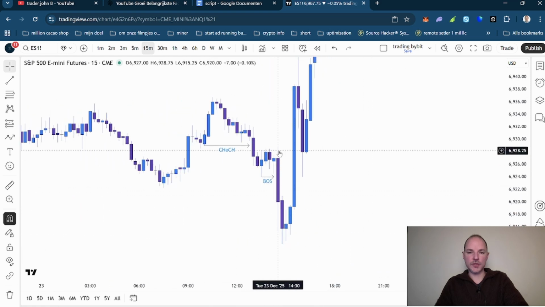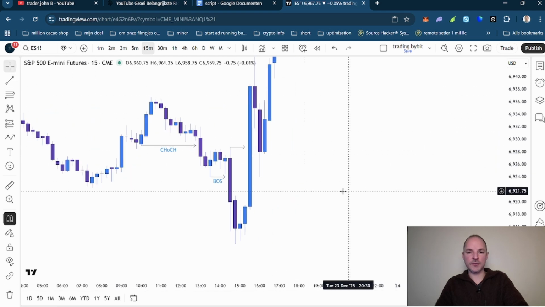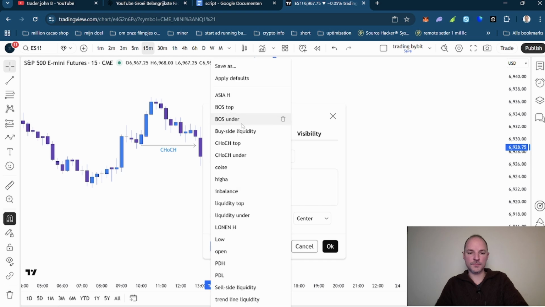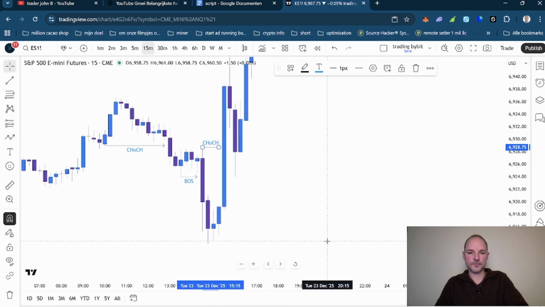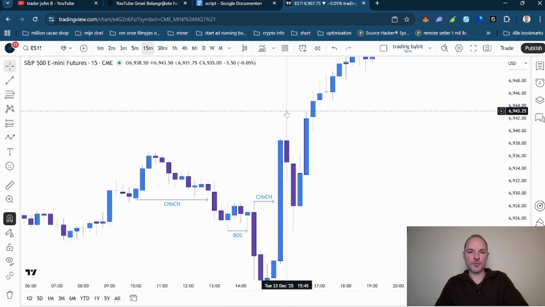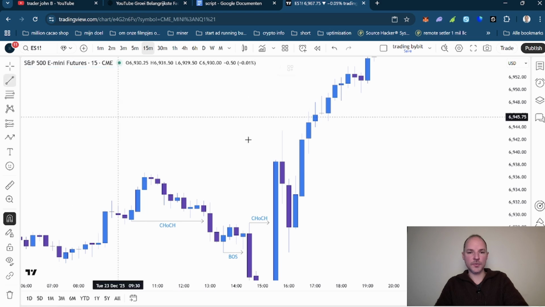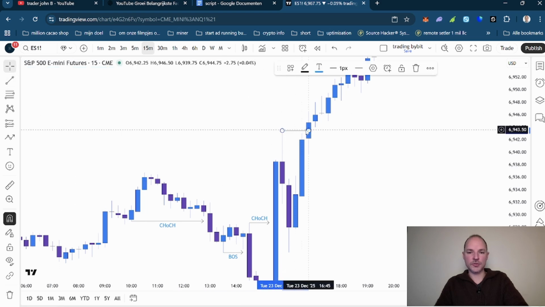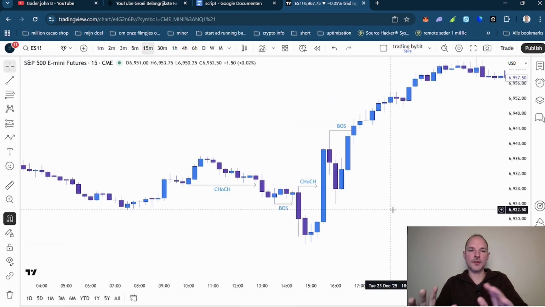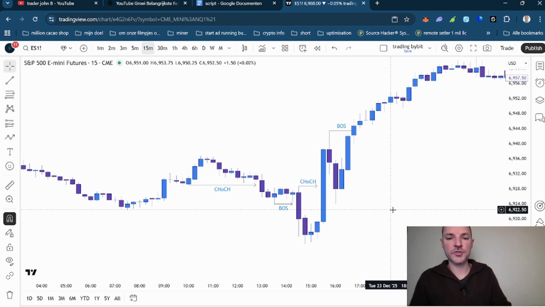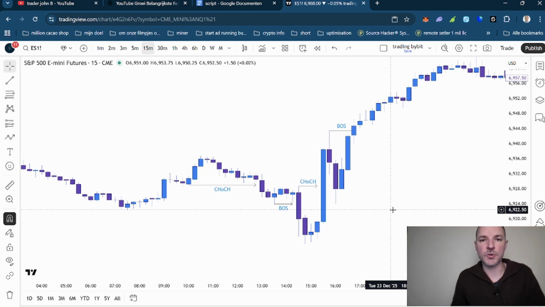And once we break this high, we actually have a changing character back to the upside. After we broke that wick's high, we have a new break of structure to the upside. Now, this is how you actually spot changing characters and breaks of structure. Now you can finally read the market like you should.